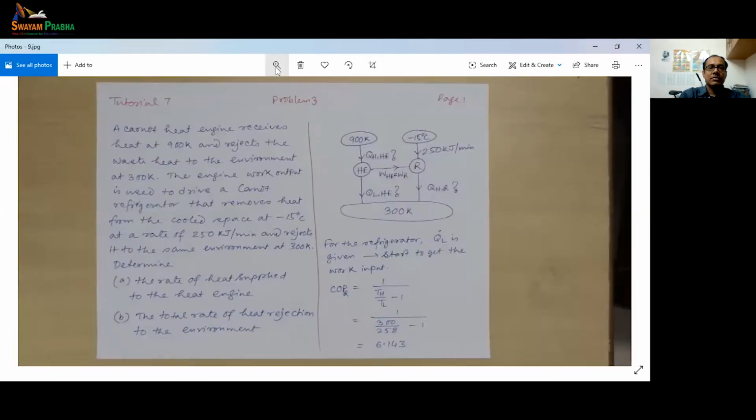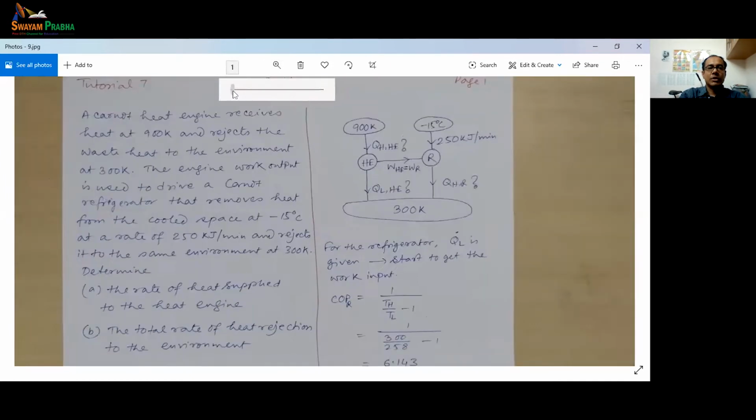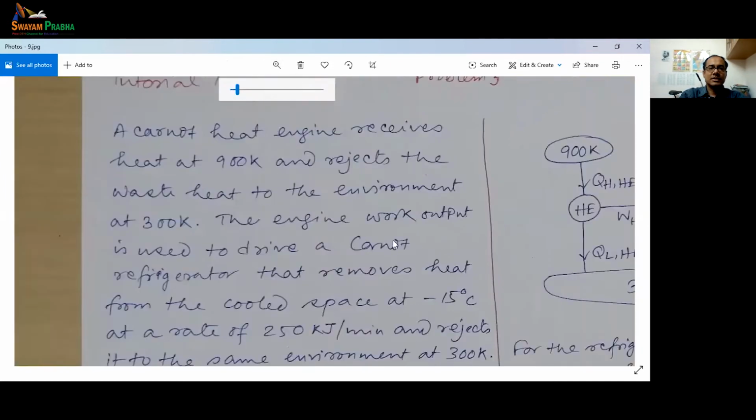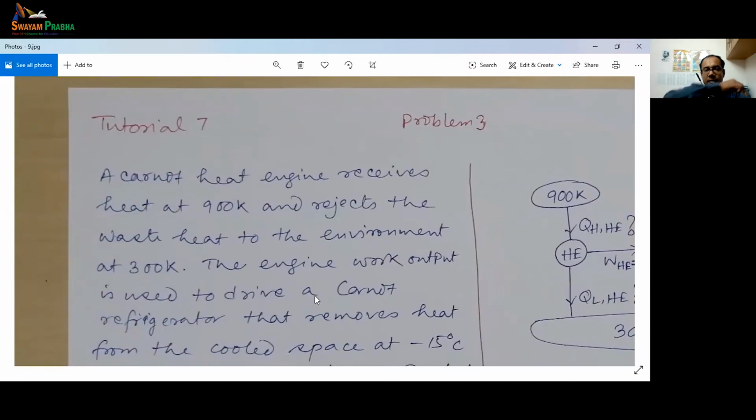which is from the second law of thermodynamics. That means we are now coming to chapter 6, and I am assuming that you have read through the chapter thoroughly and you have understood what a heat engine means, what a refrigerator or a heat pump means. So you have looked at a Carnot heat engine. What does a Carnot heat engine mean?